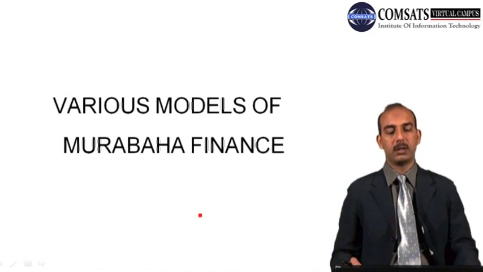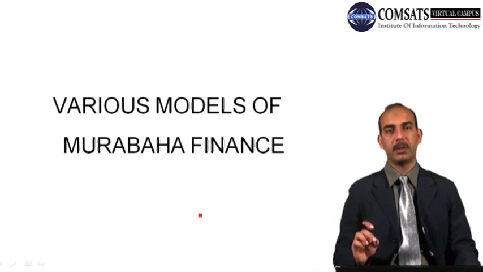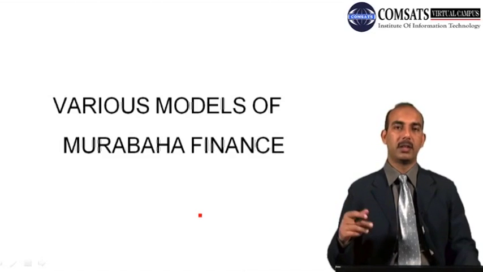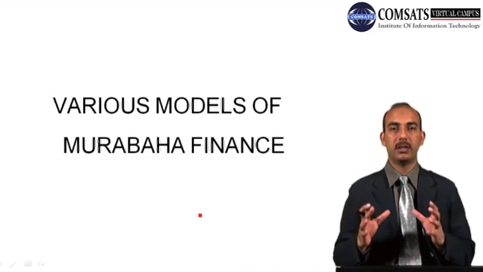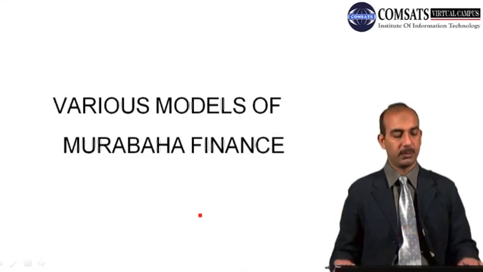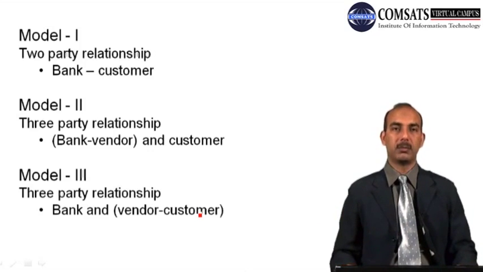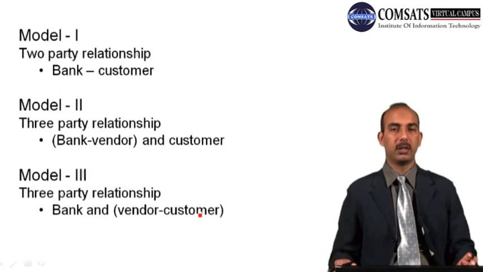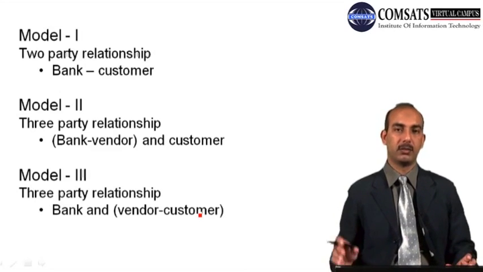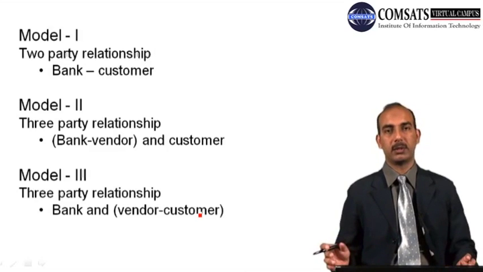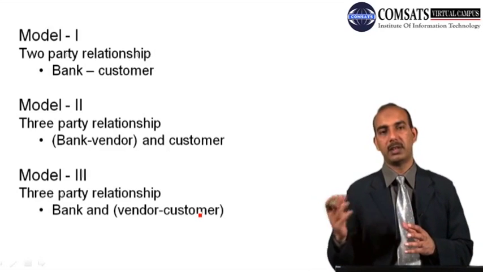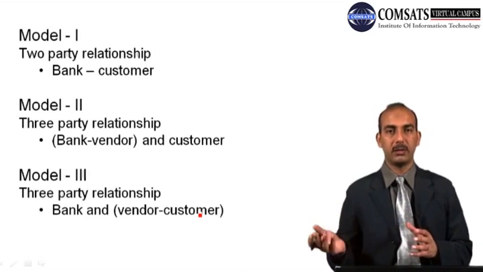And then there are various models of Murabaha finance. The relationship of the client and the seller, that is the bank, and the involvement of the vendor will take 3 different types. We will discuss them one by one. First of all, in the first model, there are 2 parties involved, that is the bank and the customer. And then in the second model, there are 3 parties: the bank, the vendor, and the customer. In the first model, the bank is the owner of the asset, deals directly with the client and sells the asset directly to the client.